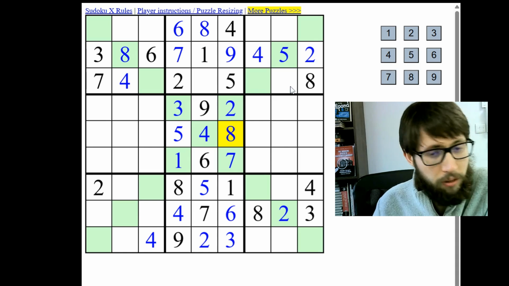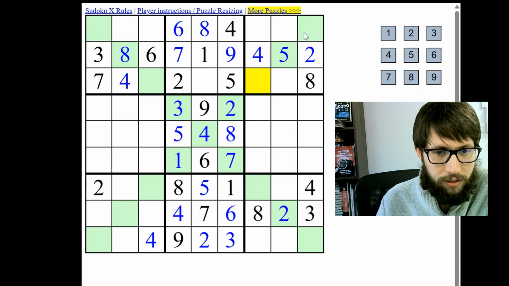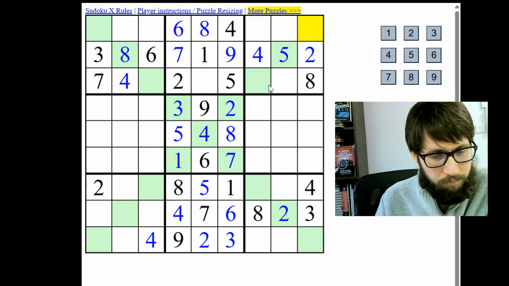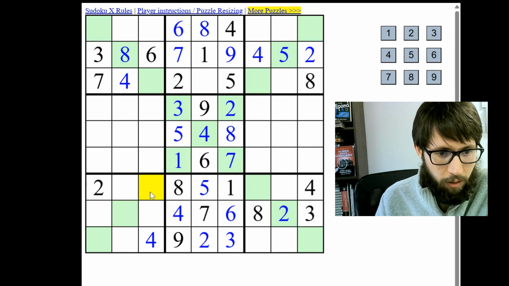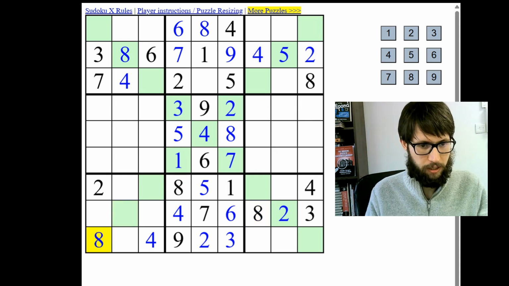Now, keep looking at diagonals, that's where you're going to make your breakthroughs. And I can see, well, can't be an 8 here or here because the 8 is already there. Can't be an 8 here, can't be an 8 here because of these 8s. So our 8 goes in the bottom here.